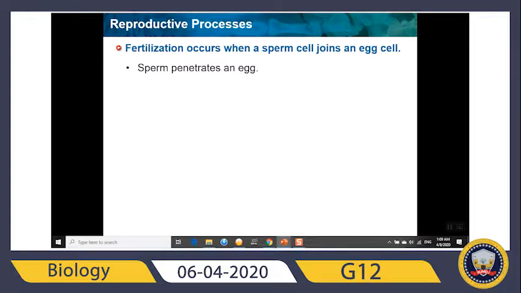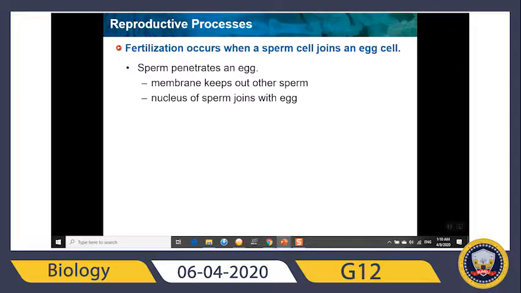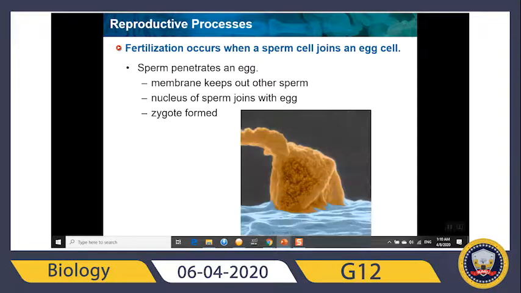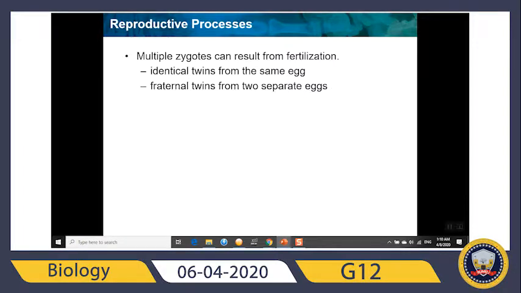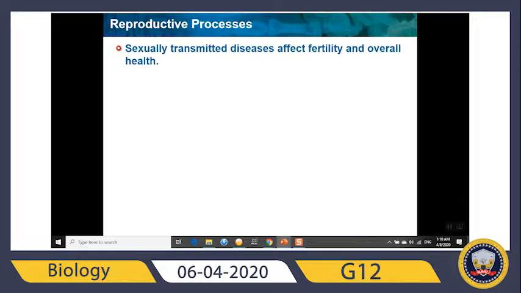Now, in fertilization, a sperm penetrates an egg. The membrane keeps out other sperm. The nucleus of the sperm joins with the egg, and a zygote forms. Multiple zygotes can result from fertilization. Identical twins come from the same egg. Fraternal twins come from two separate eggs. Infertility makes reproduction difficult or impossible.